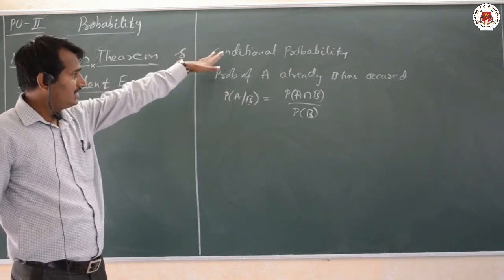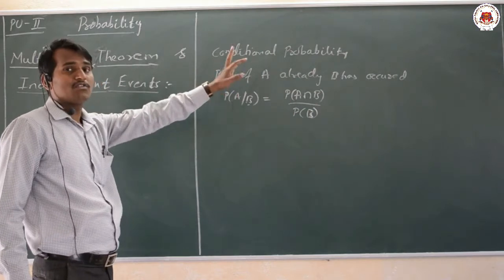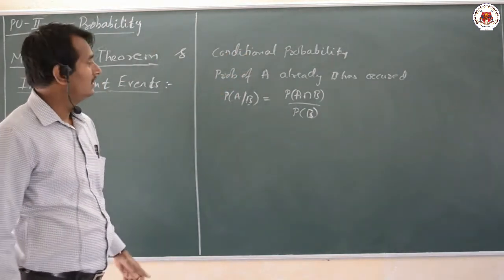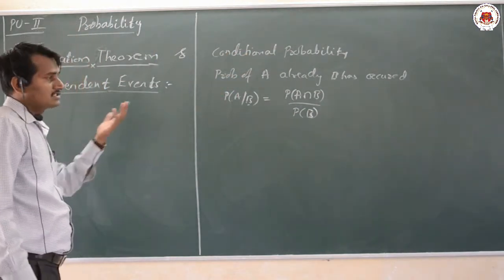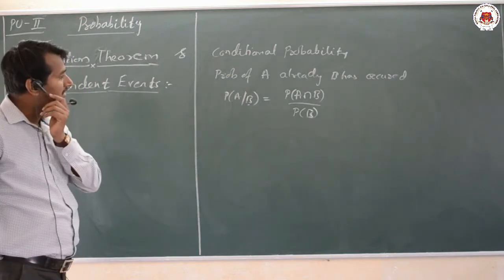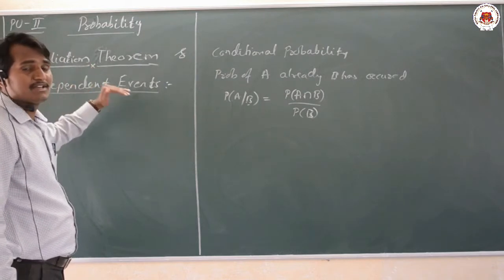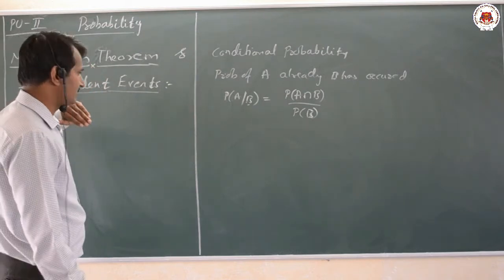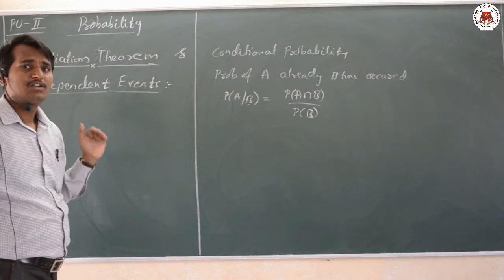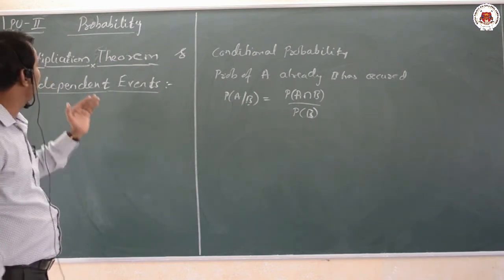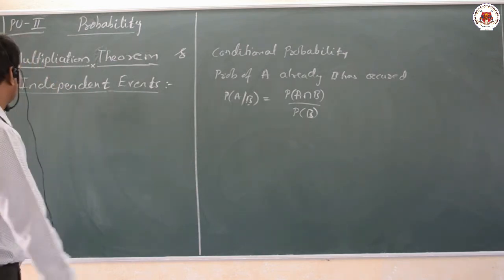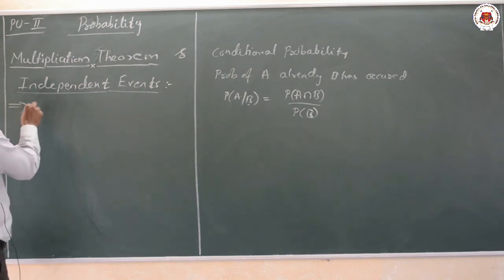Depending on this conditional probability, we already looked at exercise 13.1. Today in this class, let us start the next exercise, 13.2, which is related to both the multiplication theorem as well as independent events. Let us discuss one by one what these two mean. One is a mathematical theorem.